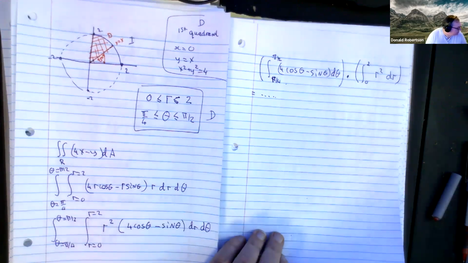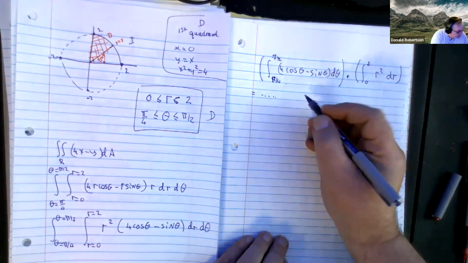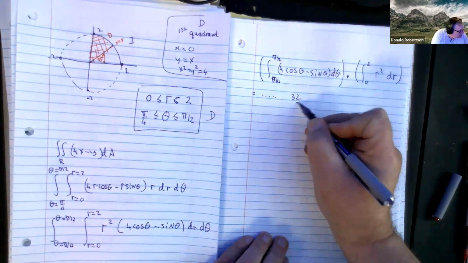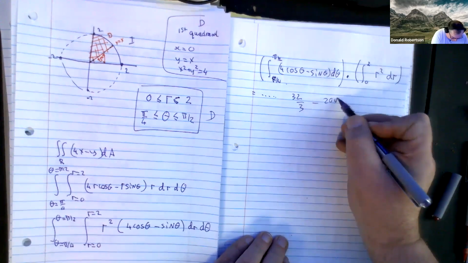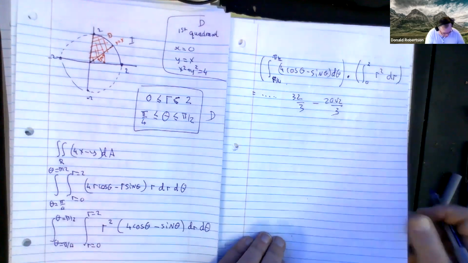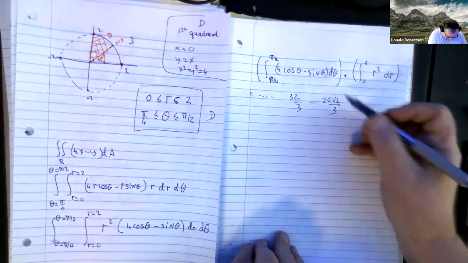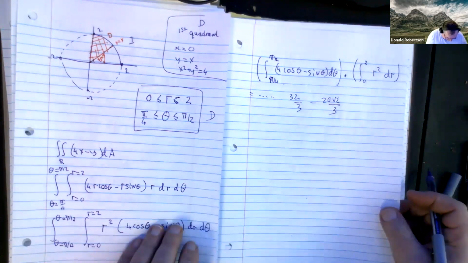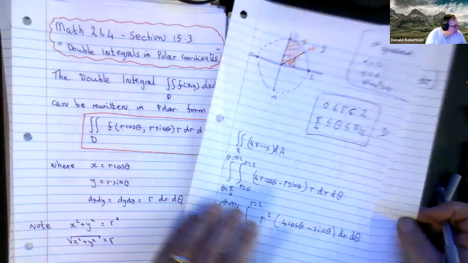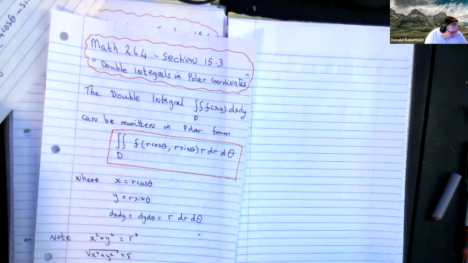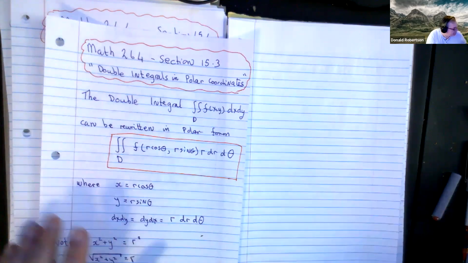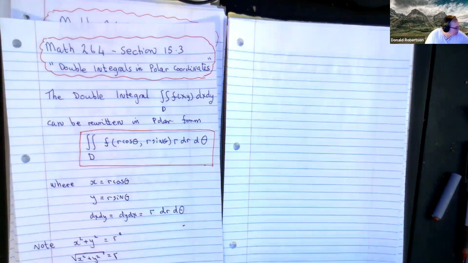If you're interested, according to what's in front of me here, the answer's slightly ugly. 32/3 take away 20 root 2 over 3. I suspect you're going to get the root 2s and 3s for whatever reason. Not quite sure why. Must be probably to do with the trig values. Okay.